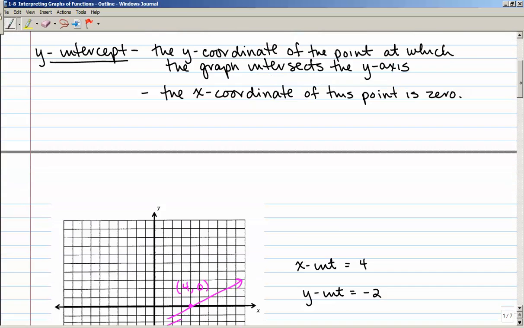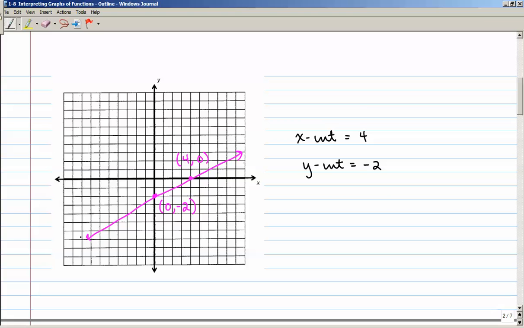Let's take a look at an example of a graph here. So here I have a pink line, and it is crossing the y-axis right here at the point (0, -2), and it's crossing the x-axis right here at the point (4, 0). So for the x-intercept, we're going to take a look at the x-axis. It crosses it right here. The point is 4, so my x-intercept is 4. Right here, it crosses the y-axis. My y-coordinate is -2, so the y-intercept is -2. Notice, as I said above, for the x-intercept, the y is 0. For the y-intercept, the x is 0.